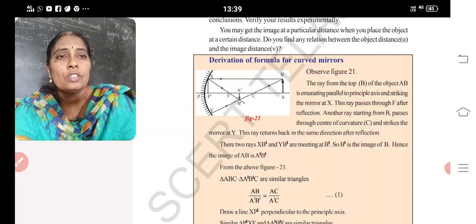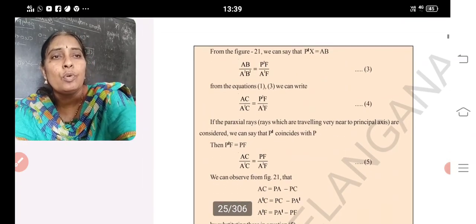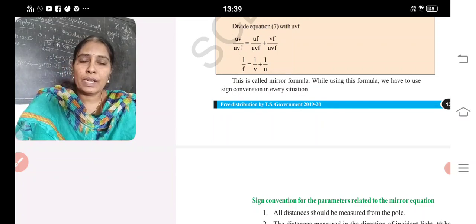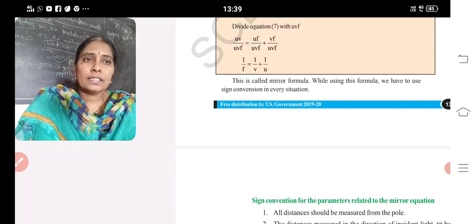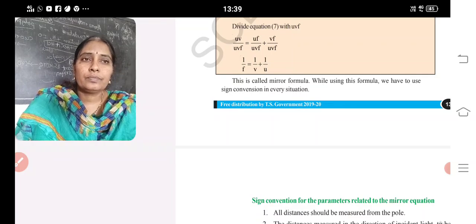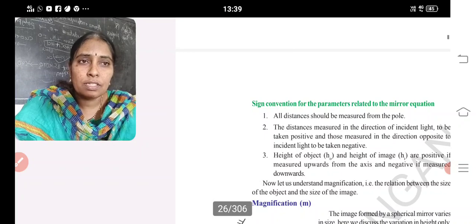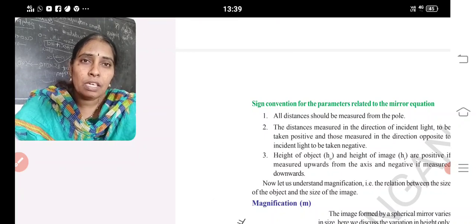Derivation is not important, the formula is important. Long back only I said that 1 by f is equal to 1 by u plus 1 by v. This is known as, which formula is it? Mirror formula.